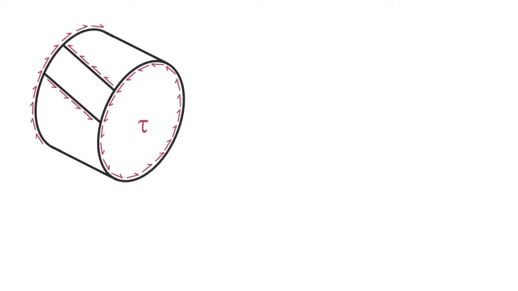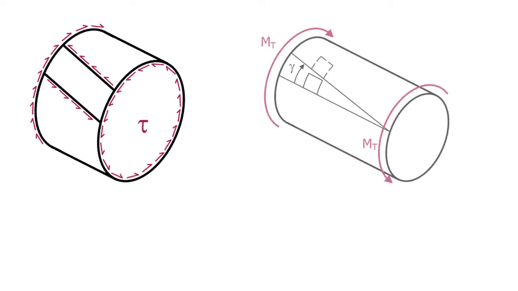This torsional moment causes shear stress tau and shear strain gamma. Based on Hooke's law for shear, these are related as follows. The shear strain is equal to the shear stress divided by the shear modulus. If we can measure the strain, we can now find the shear stress. Can we also find a relationship between the shear stress and the applied torsional moment?